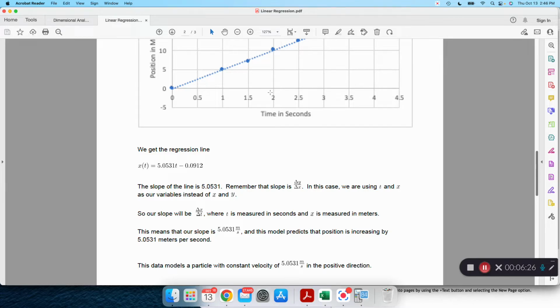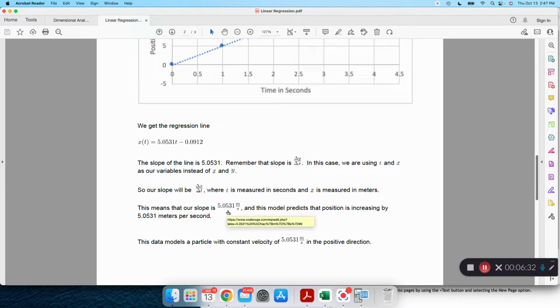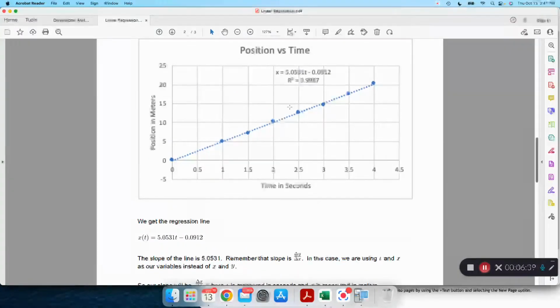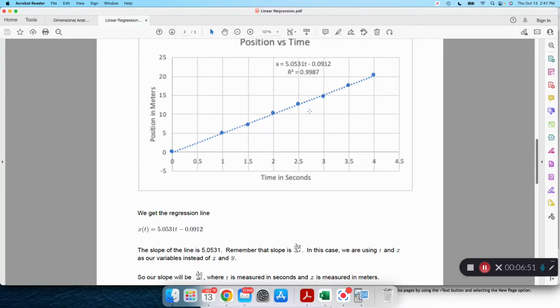So this equation has a slope of about 5 meters per second, a little over 5 meters per second. That's a speed, that's a velocity. So the slope of this trend line here represents the predicted slope or the predicted speed, predicted velocity of this particle. It's moving at about 5 meters per second, a little over 5.